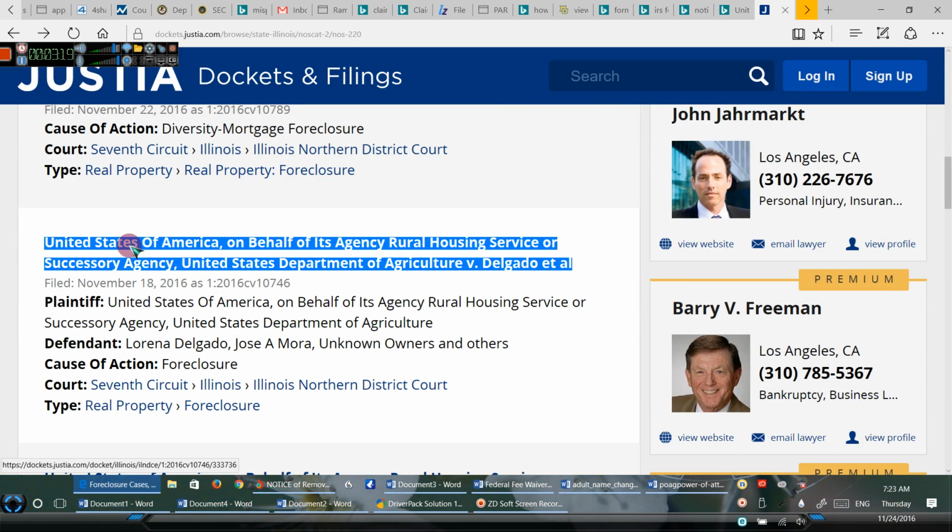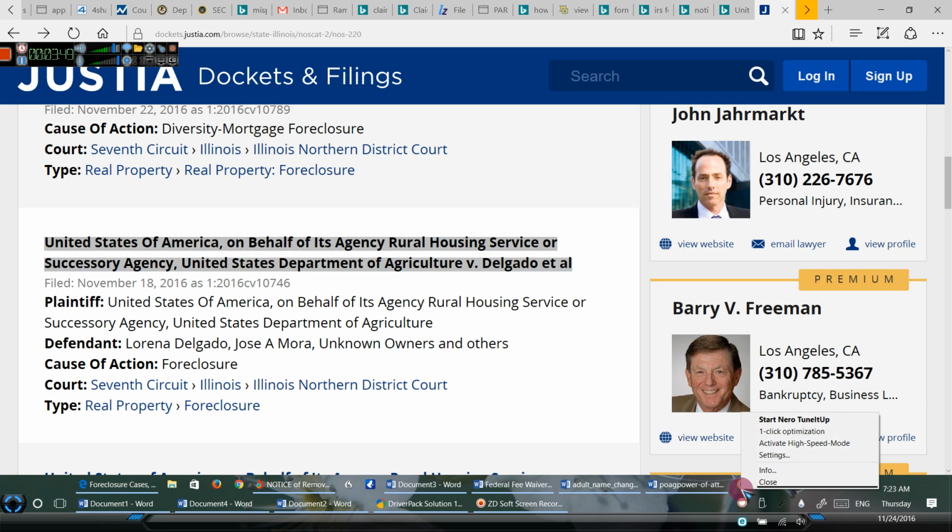I want to go to this search. United States of America, on behalf of its agency, Rural Housing Service, or successor agency, United States Department of Agriculture versus Delgado, et al. Ladies and gentlemen, this is a case for Illinois. Let me explain to you why this case is so important. Now, I don't have PACER. Technically, all I have to do is put in my credit card information because it changed after 4 years of vacation. But I don't feel like doing that right now. It is not necessary. This is not a case that's going to help me.